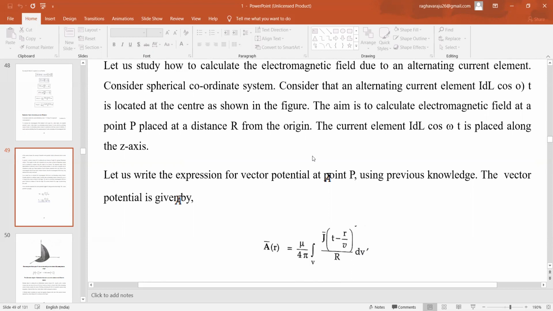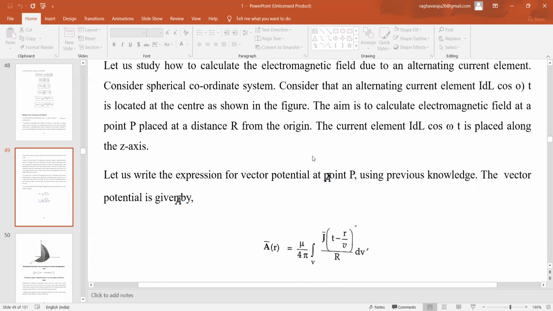While we are discussing antenna applications, this is an important mechanism for target detection, and this type of field estimation is popularly used in practice. So let us write the expression for the vector potential at some stationary point P. Let us take that potential as A bar.